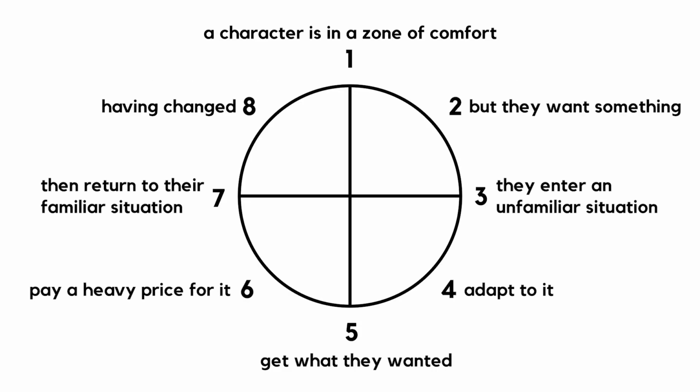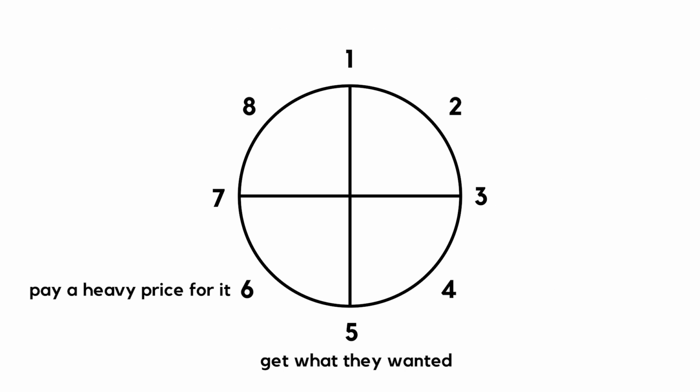These ideas also work when using Dan Harmon's story circle. If you've been following this channel, you will have heard me talk about Harmon's story circle. In the story circle, the midpoint usually takes place at numbers 5 and 6, where the protagonist gets what they want, or at least they think they do, and then they pay a heavy price for it. If we return to our past 3 examples, we see how their midpoints work with this idea.